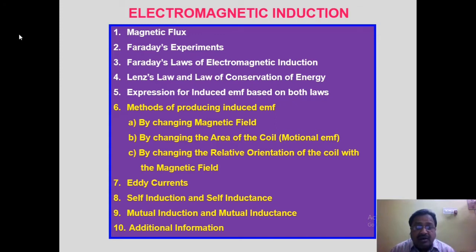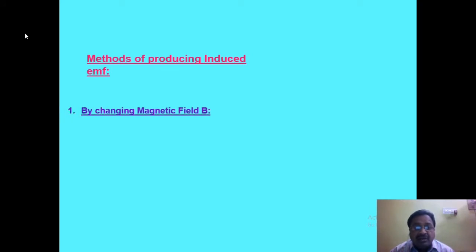Today we will start with the different methods of producing induced EMF. Then we will go through eddy currents, self-induction, and then mutual induction, and the different relations in connection with that. So now let us start with the first method of producing induced EMF.